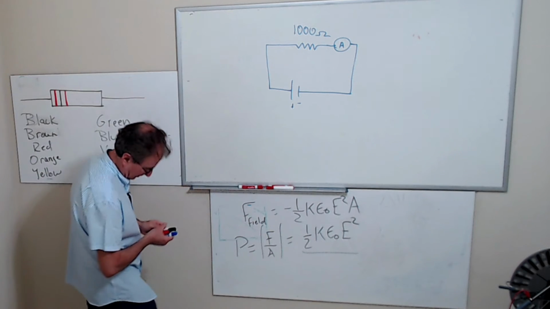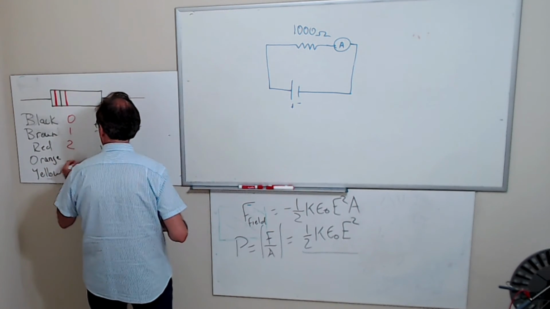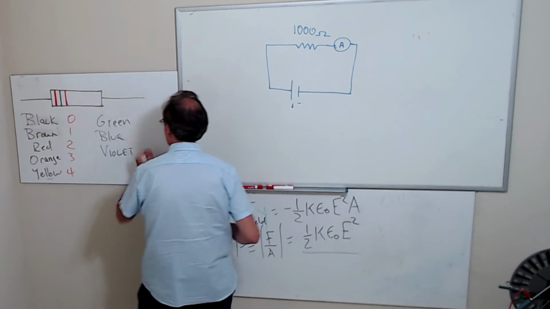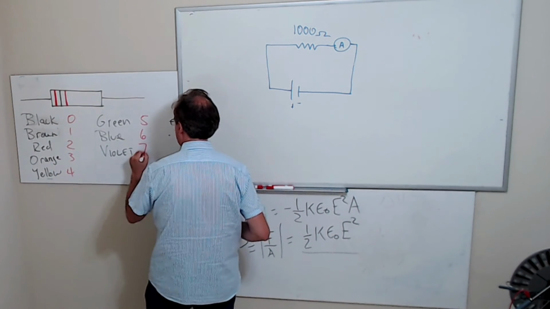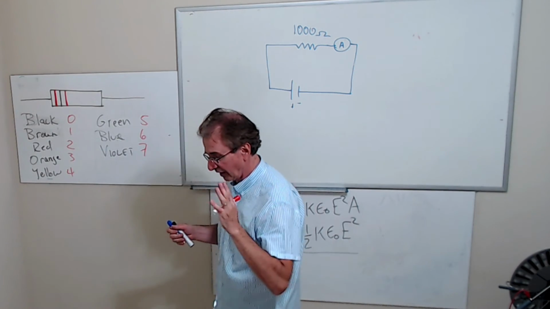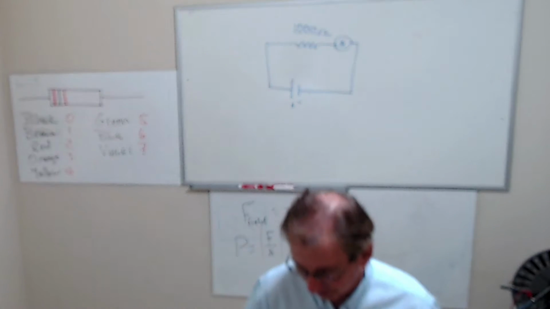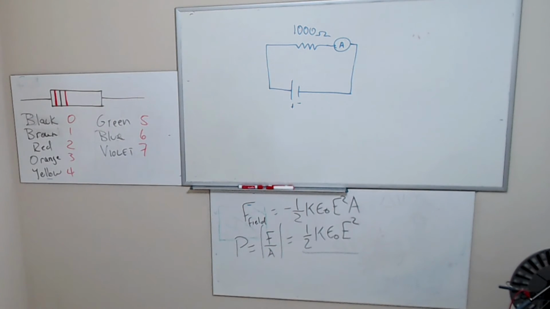So let me write the digits. 0, 1, 2, 3, 4, 5, 6, 7, 8 and 9. White and gray, or gray and white? I forget those two. Gray is 8 and white's 9. Okay. For some reason, I don't remember those two.